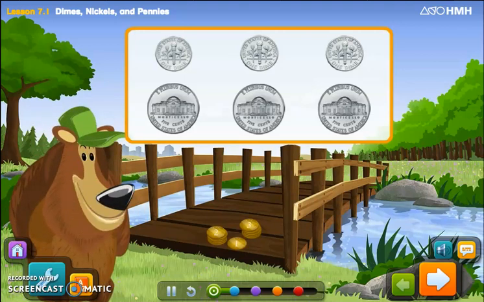I don't know. I think we need to know the value of each coin before we can find the total value of all of them. You want to help? All right. Let's learn more about these coins and how much they're worth. All right, so let's continue on and we'll find out how much each coin is worth.